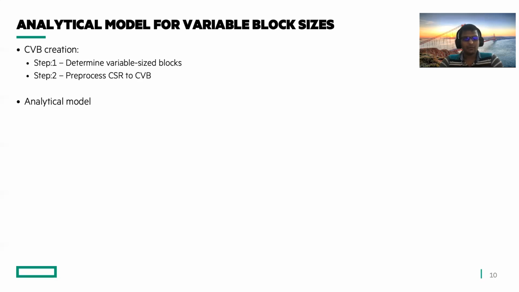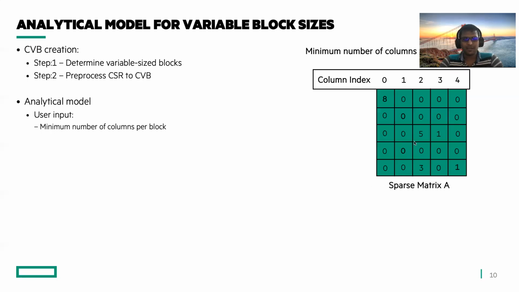Our analytical model determines the variable sized blocks, and for this, the user has to pass 2 inputs. One, the sparse matrix itself. The other one is the minimum number of columns per block that the user is expecting. In this example, we have shown a sample matrix A with 5 columns and a user input for the minimum number of columns per block as 2.